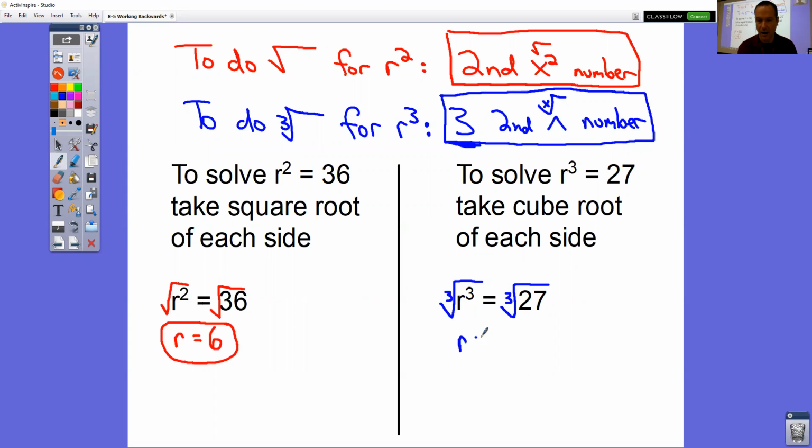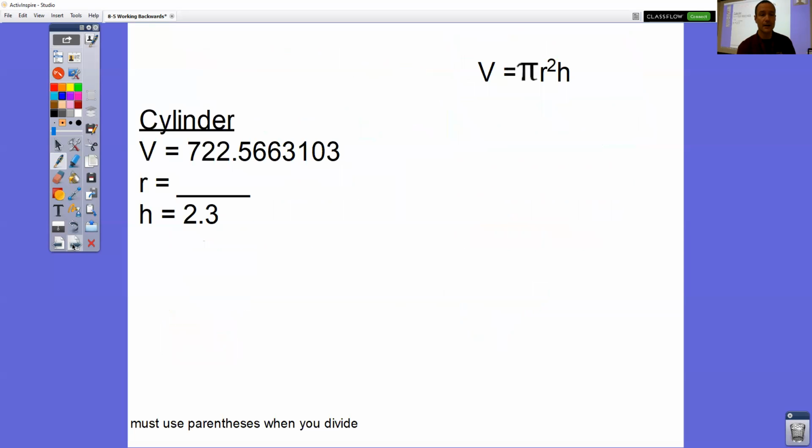So that's how we get r all by itself. And the cube root of 27 is just 3, because 3 times 3 times 3 is 27. So again, you're going to have to use those buttons on your calculator. Please refer back to this page if you need help with cubing or taking the square root or the cube root of a number. So this is the type of questions that you're going to have. I'm going to do one of each type of question that you could possibly have.